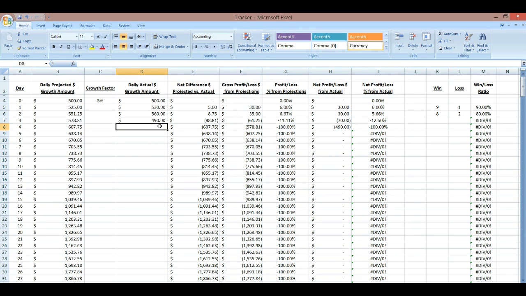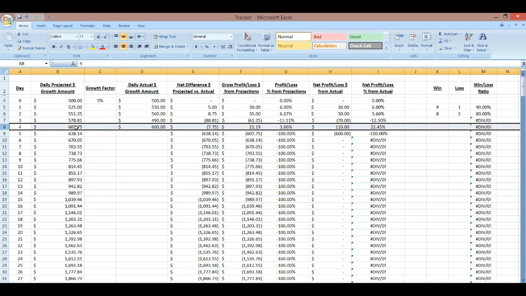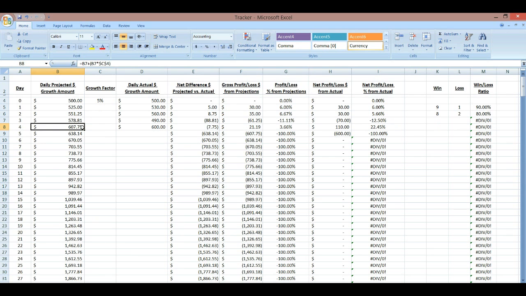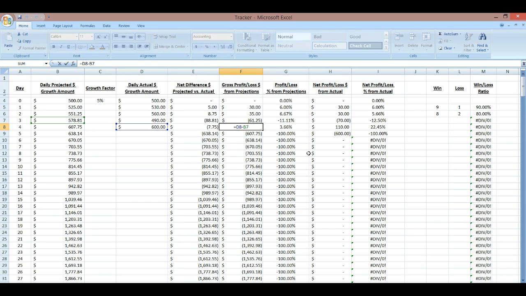Now let's say you're down. You come back focused the next day, and you have a really good day. You get your account up to 600. Great. But if you'll see here on our compound growth factor, we should really be up to 607, but we're only at 600, so we're really technically at a loss. It's almost $8 here. But from our previous day, okay, we are up 21 bucks, up 3.7%. But on our actual, we are up $110, okay? And you had a growth rate of 22.45%.